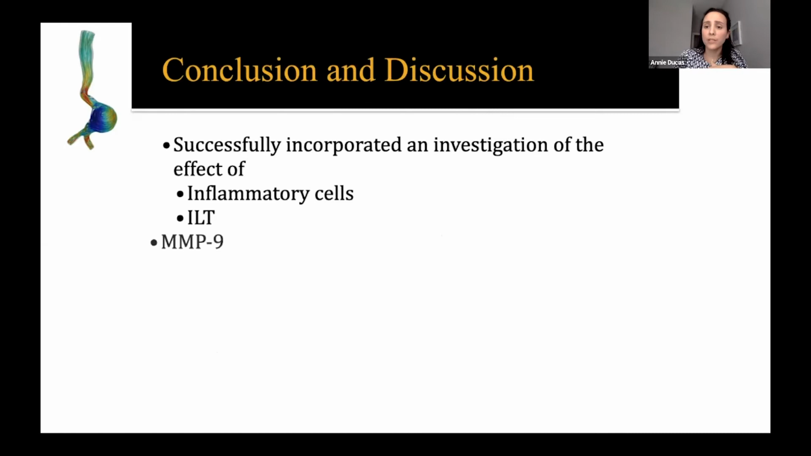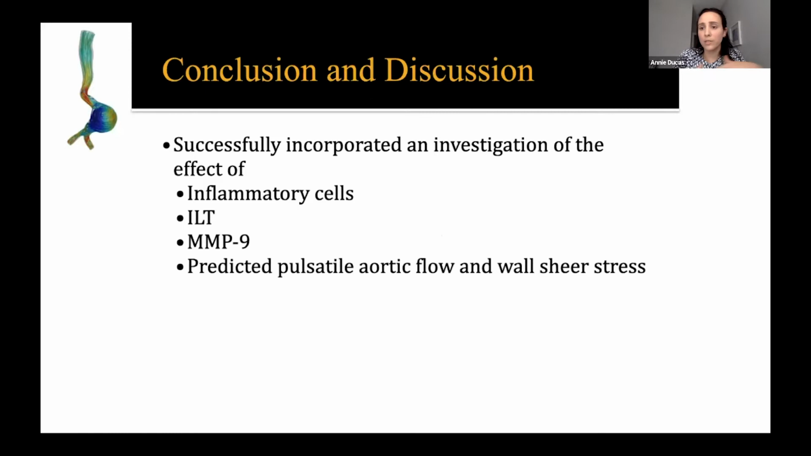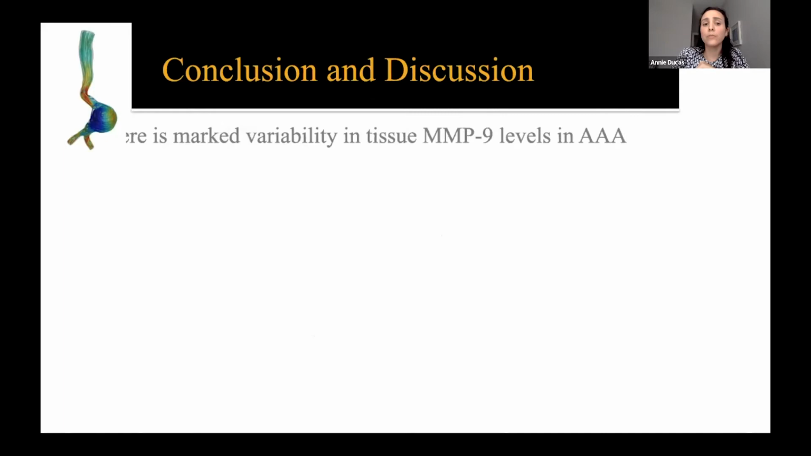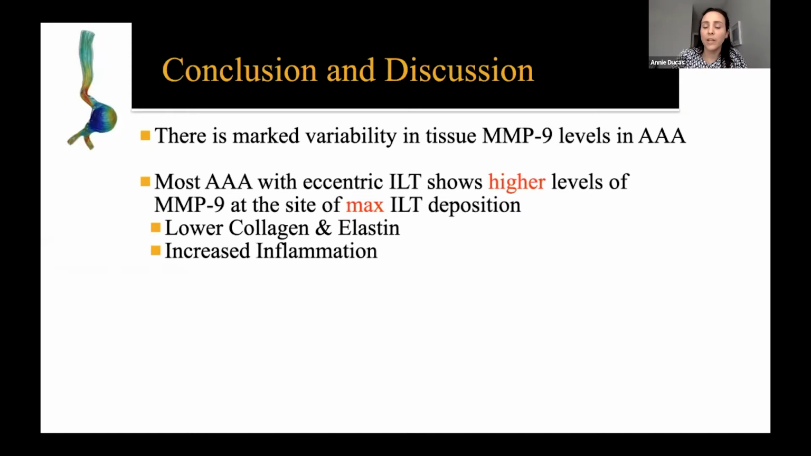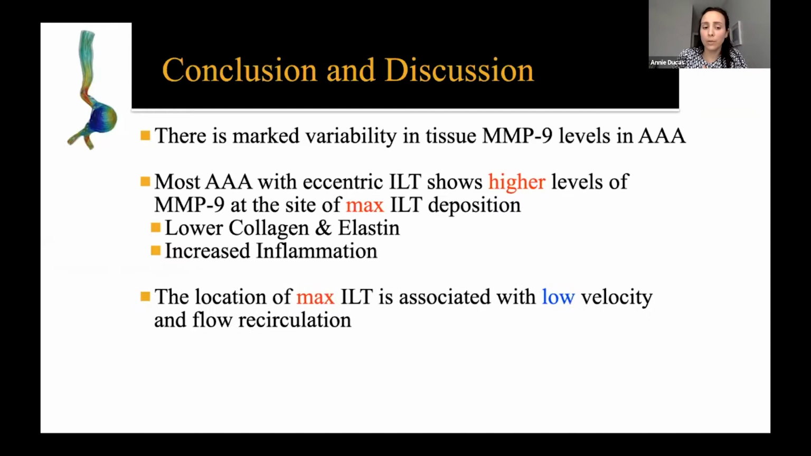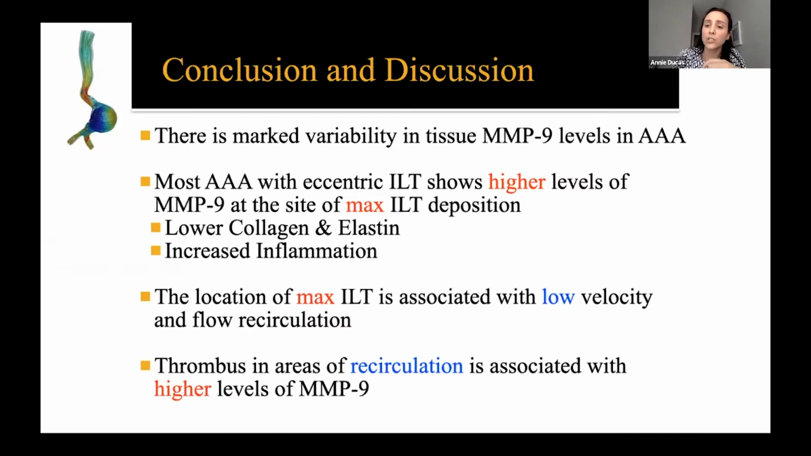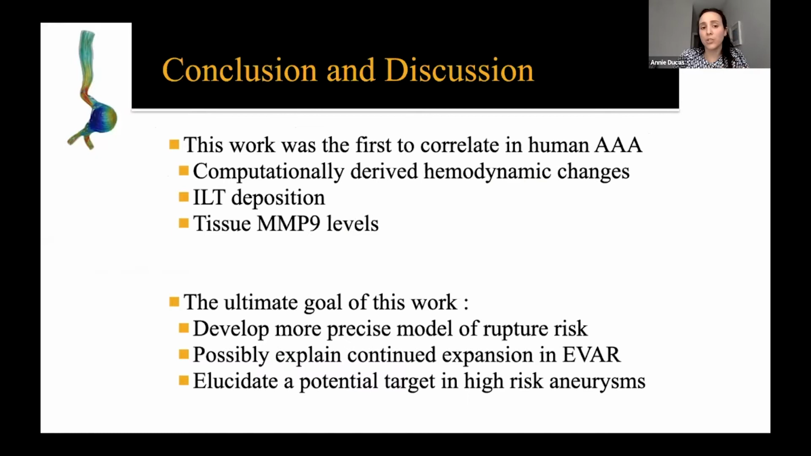Our population of aortic aneurysms was the same as most populations of aortic aneurysms. What we found was that there was marked variability of MMP9 in aortic aneurysms, that in areas of high thrombus, there was higher MMP9, lower collagen and elastin, and increased inflammation. In areas of recirculation, there were higher amounts of intraluminal thrombus, and the recirculation and high thrombus was associated with higher concentrations in the tissue of MMP9. This was the first study to correlate in human aortic tissue flow and stress within the aorta with intraluminal thrombus, as well as tissue MMP9 levels.